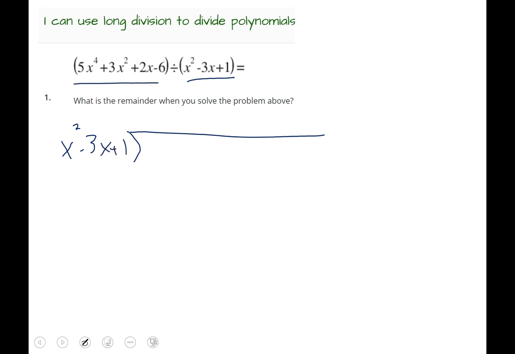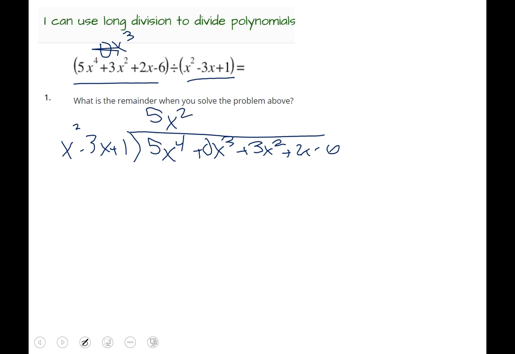And then this part goes on the inside. You got to remember that we have a 0x cubed in there because the 0 is missing. So 5x to the 4th plus 0x cubed plus 3x squared plus 2x minus 6. So we ask ourselves, what times x squared is 5x to the 4th? And we get 5x squared.